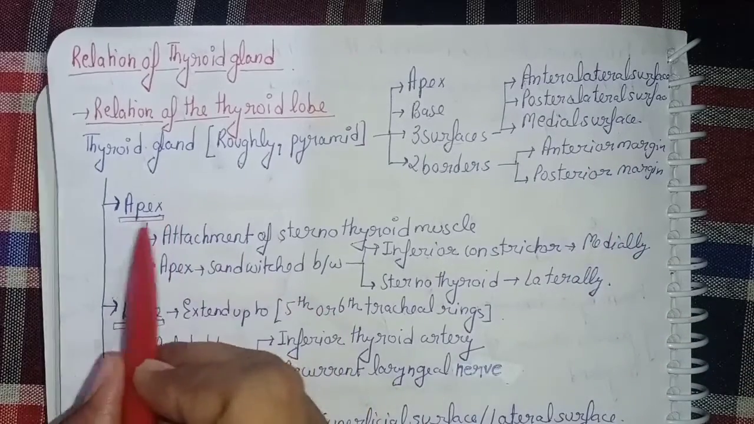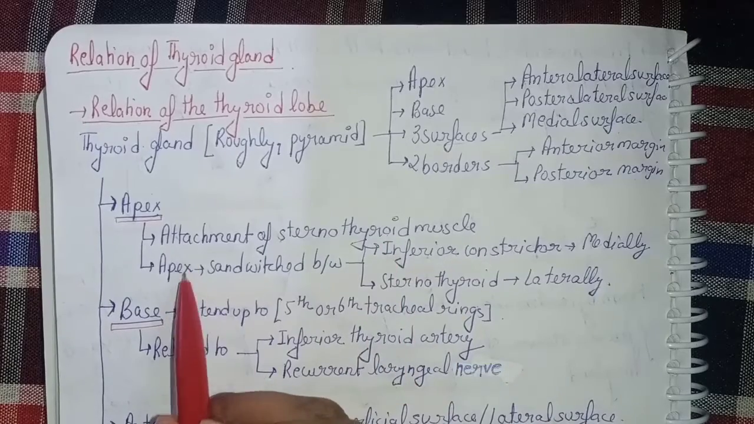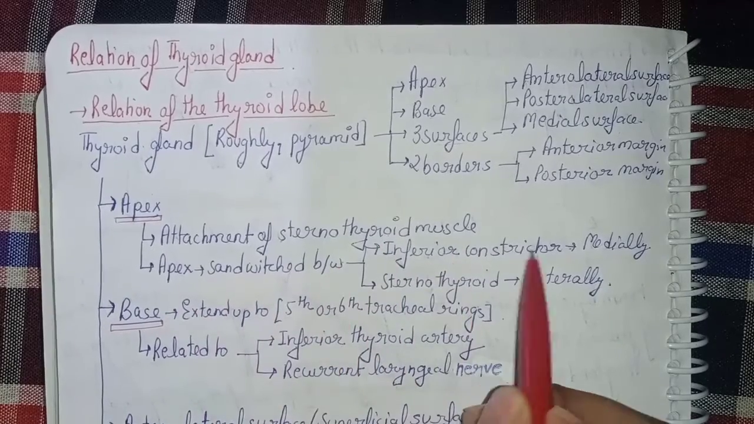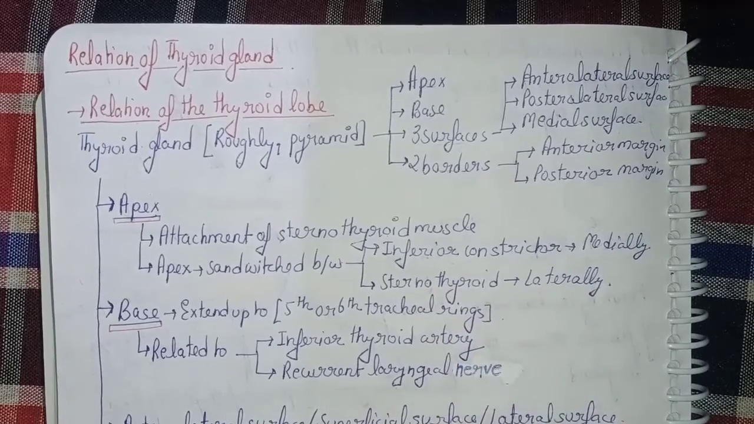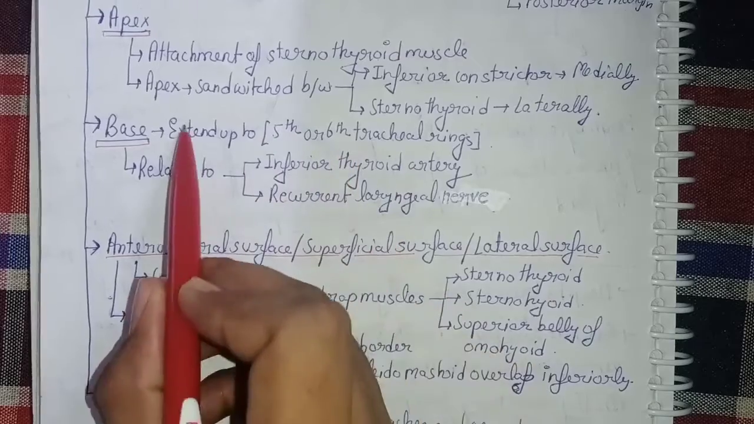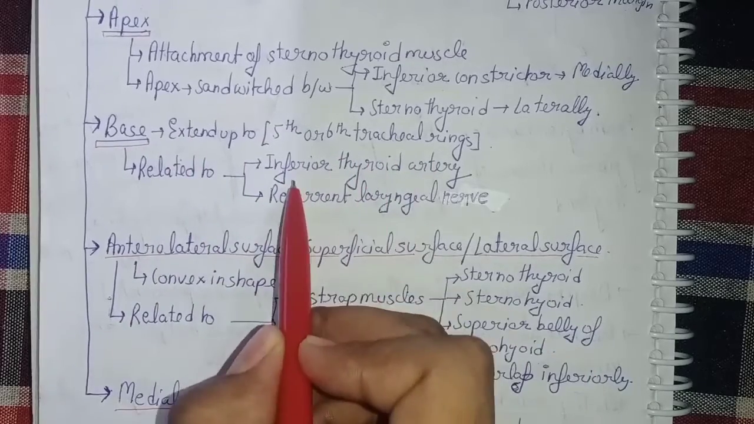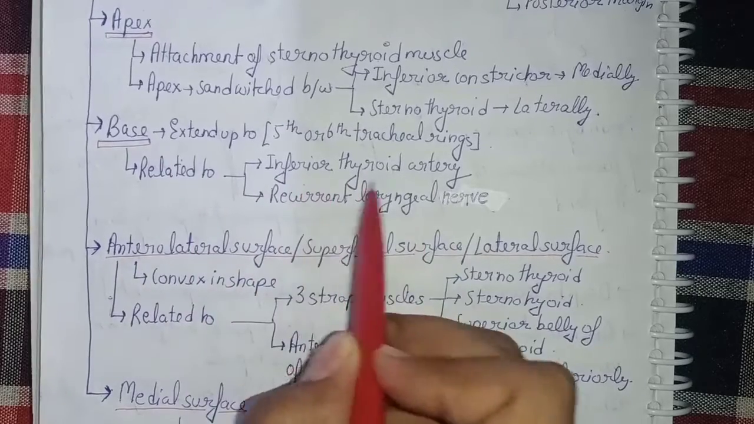Now coming to the relations of the apex, it is attached to the sternothyroid muscle, and the apex is sandwiched between the inferior constrictor medially and sternothyroid laterally. Now coming to the base, it extends up to the fifth or sixth tracheal ring, and it is related to the inferior thyroid artery and recurrent laryngeal nerve. The base is related to the inferior thyroid artery and recurrent laryngeal nerve.